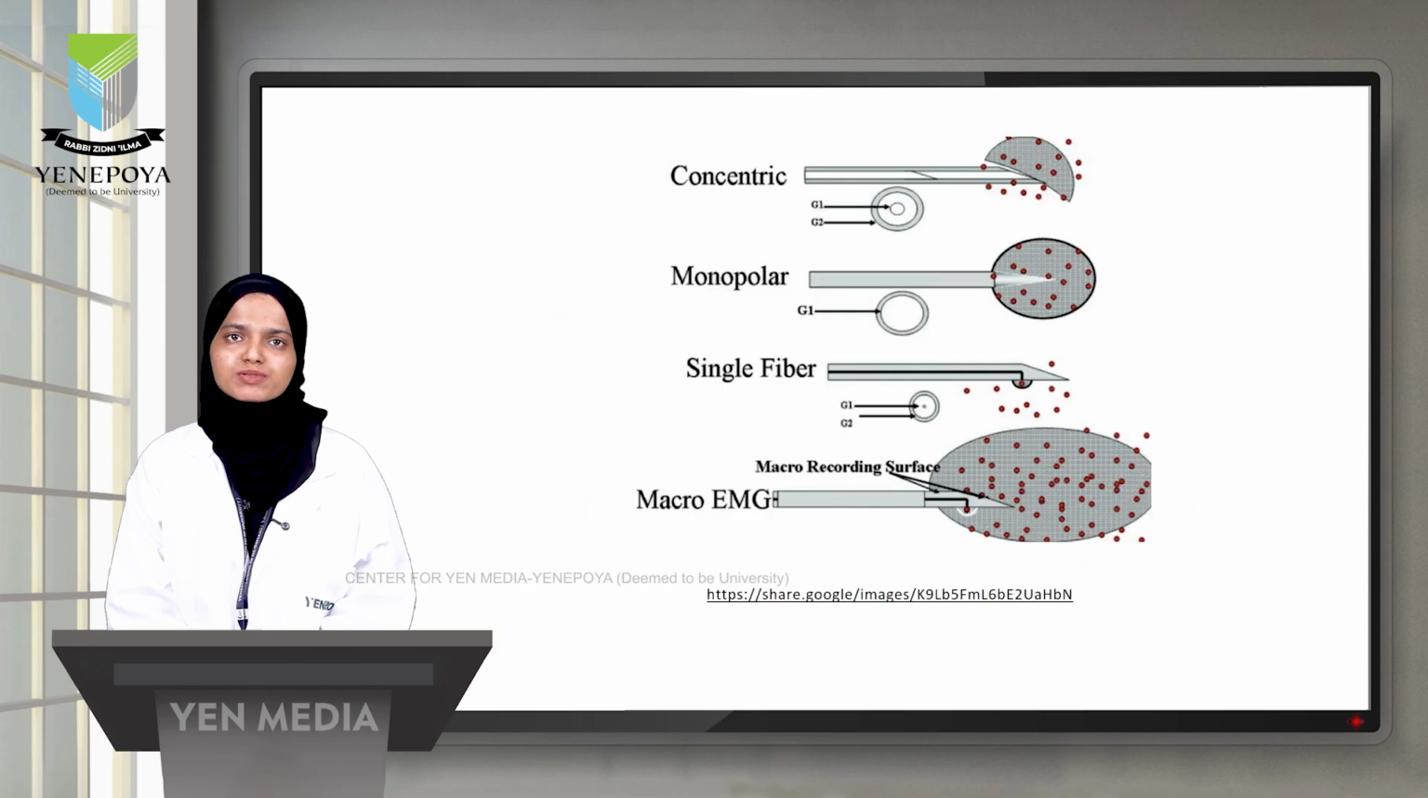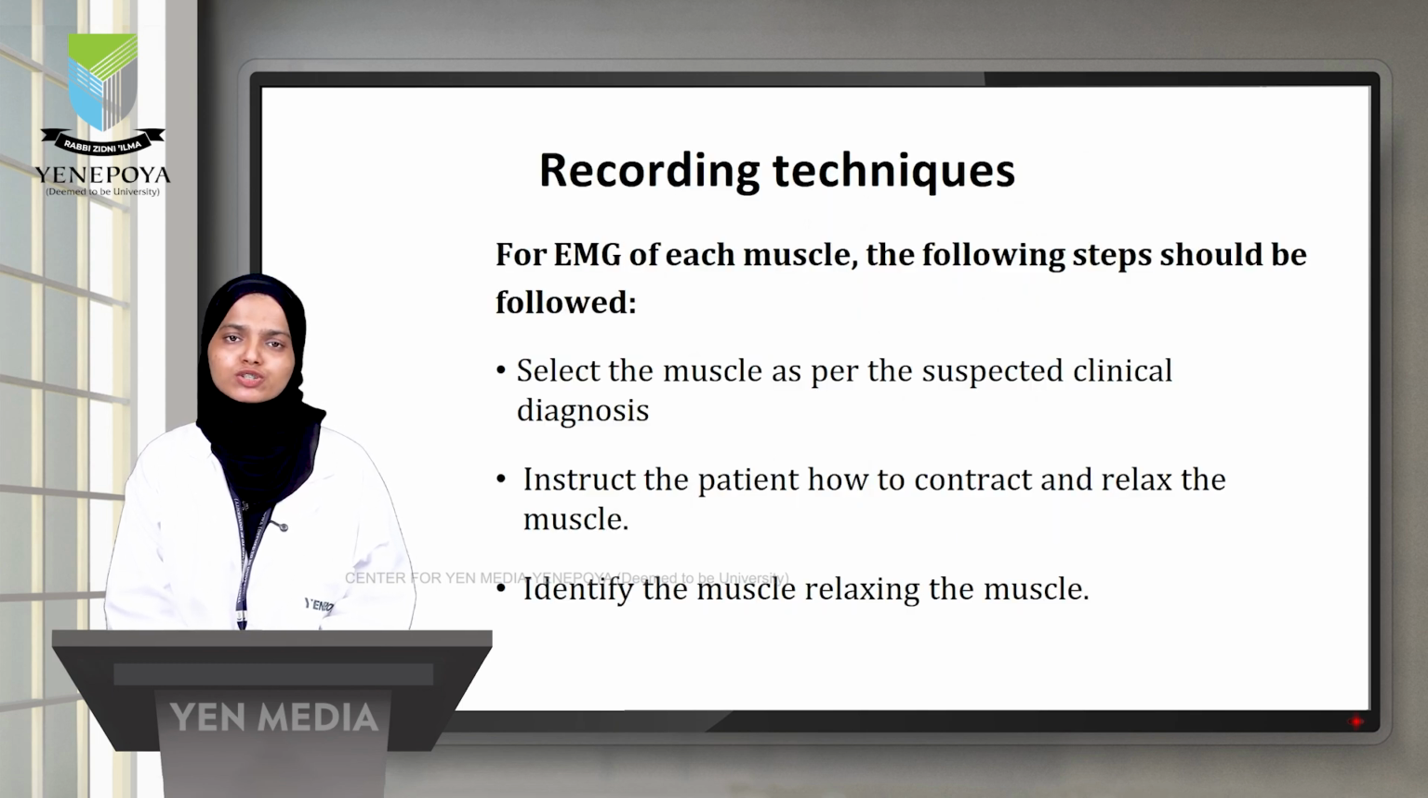So these are the 4 types of needle electrodes used in the EMG recording: concentric, monopolar, single fiber and macro EMG. Next, we will be looking into the recording techniques. For EMG of each muscle, the following steps should be followed. Select the muscle as per the clinical diagnosis. Instruct the patient how to contract and relax the muscle.